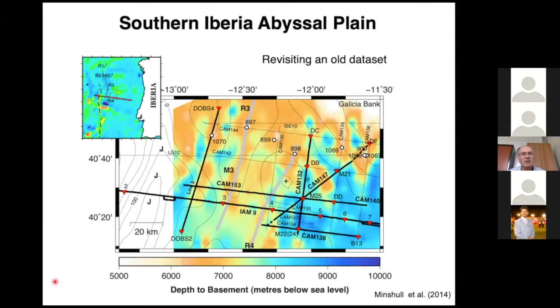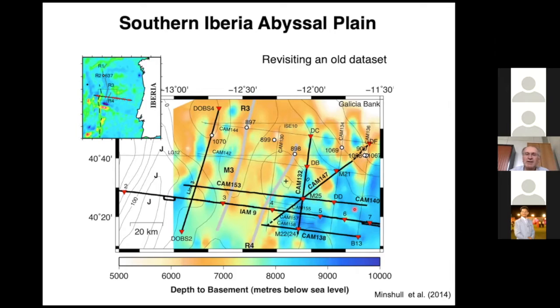Moving elsewhere in the world, we go to the Iberia Abyssal Plain, the southern Iberia Abyssal Plain. The West Iberia margin is the most studied of these magma-poor margins. We did a lot of work there about 20 years ago, or even more than that actually. I revisited this data set a few years ago. Here's again a set of wide-angle seismic profiles with coincident reflection profiles.